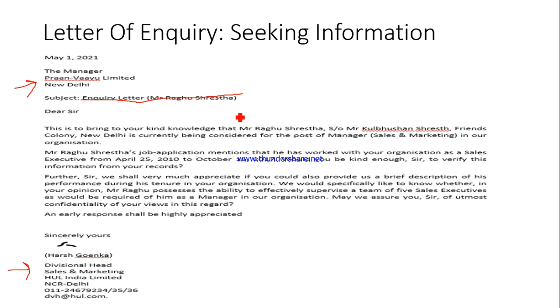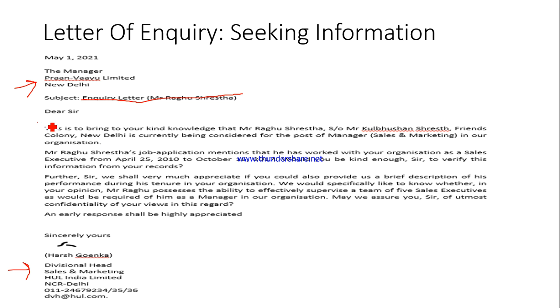So probably Mr. Raghu Shrestha is a guy who has applied for a job in my firm, and I just want to know from his ex-employer Pranavayu as to what has been his performance in that particular company, right? So now Mr. Harsh Goenka is writing to the manager of Pranavayu.